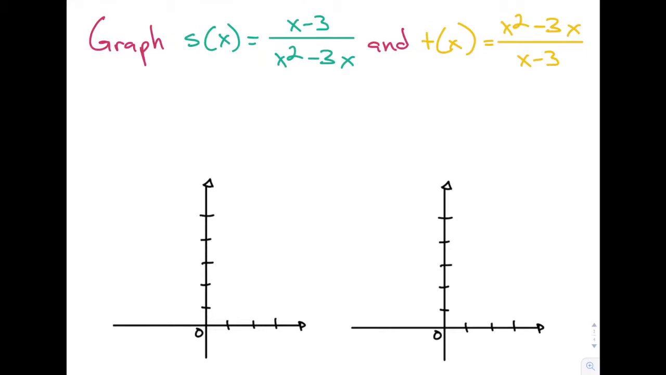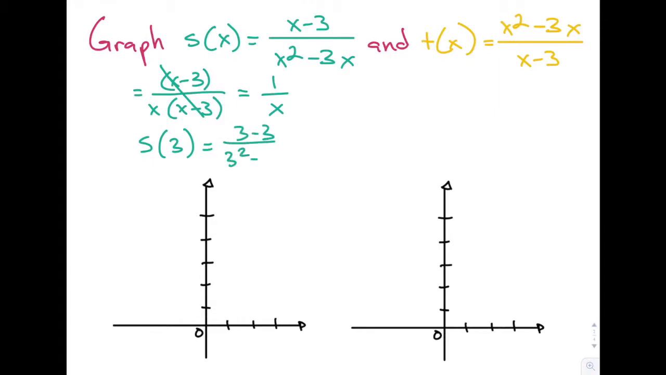But you get very different results when we graph each of these out. So first, let's look at s. If we factor the denominator, we can factor out x, so we have x times x minus 3. Now, we're allowed to cancel these two factors out. It's okay for us to slash through the x minus 3, so we're left with just 1 over x. But the problem is that when we plug 3 into s, we get 3 minus 3 over 3 squared minus 3 times 3, which is 0 over 0. This is one of our undefined forms, along with 1 over 0. So at these points, we have to be really careful.